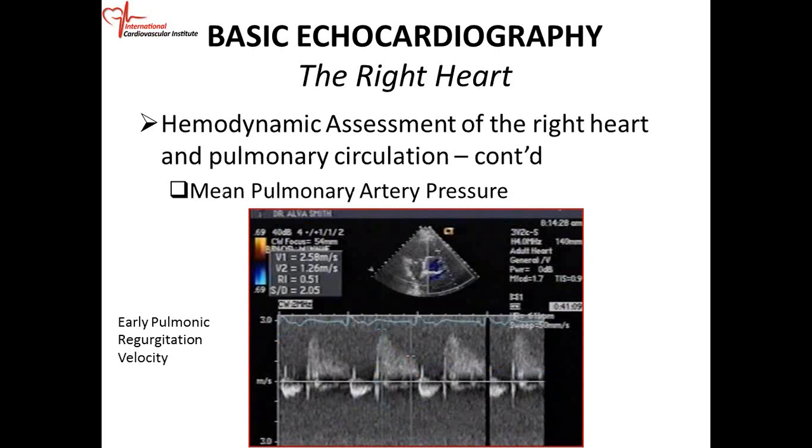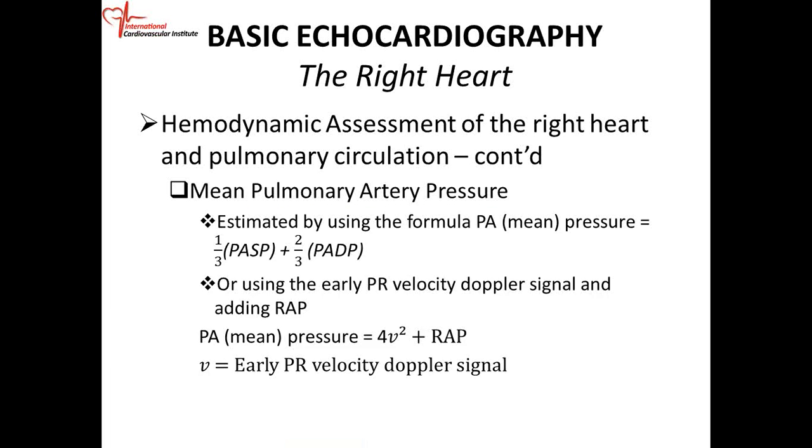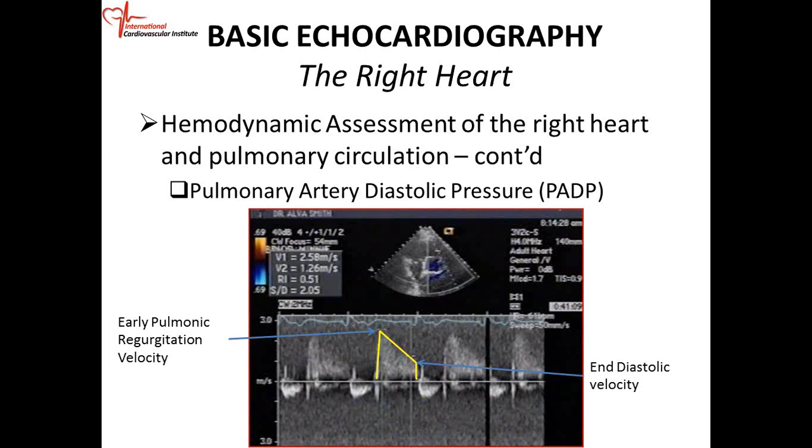All right. So the mean pulmonary artery pressure. There's a lot of calculation, but we want you to evaluate the mean pulmonary artery pressure. What you need to do is get the proximal velocity. To get the pulmonary artery end diastolic pressure, we showed you that you need to use the end diastolic velocity, okay? To get the mean pulmonary arterial pressure, you're going to use the early pulmonary regurgitation velocity. So same 4V squared plus right atrial pressure, but you're going to use the proximal velocity.